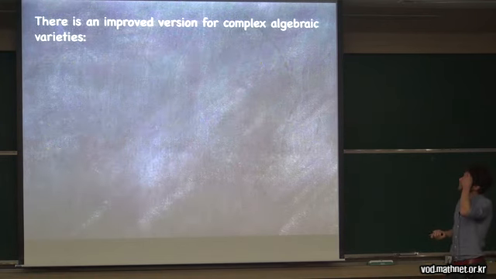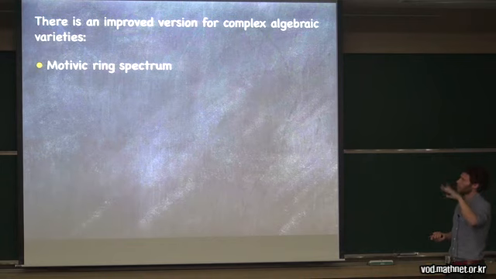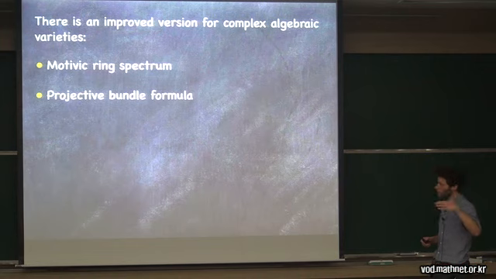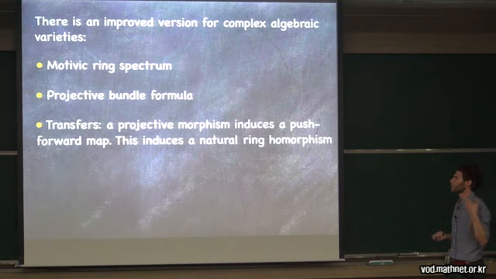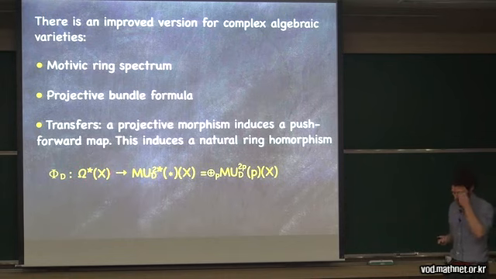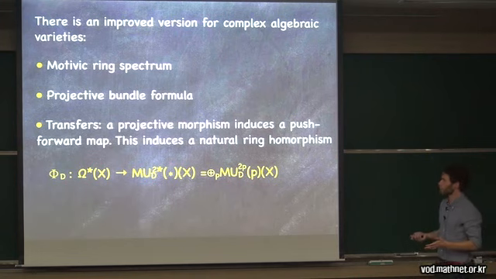Now, for the experts, we can improve this version a little bit using ideas of Beilinson, to remedy some defects if you have a non-compact or non-projective variety. Then you actually get a motivic ring spectrum, you get a projective bundle formula, and this bundle formula gives us a natural map, again from algebraic cobordism to this new guy, if we take the direct sum over 2p. And it's actually a ring homomorphism. So we also have this map in the middle of our diagram.